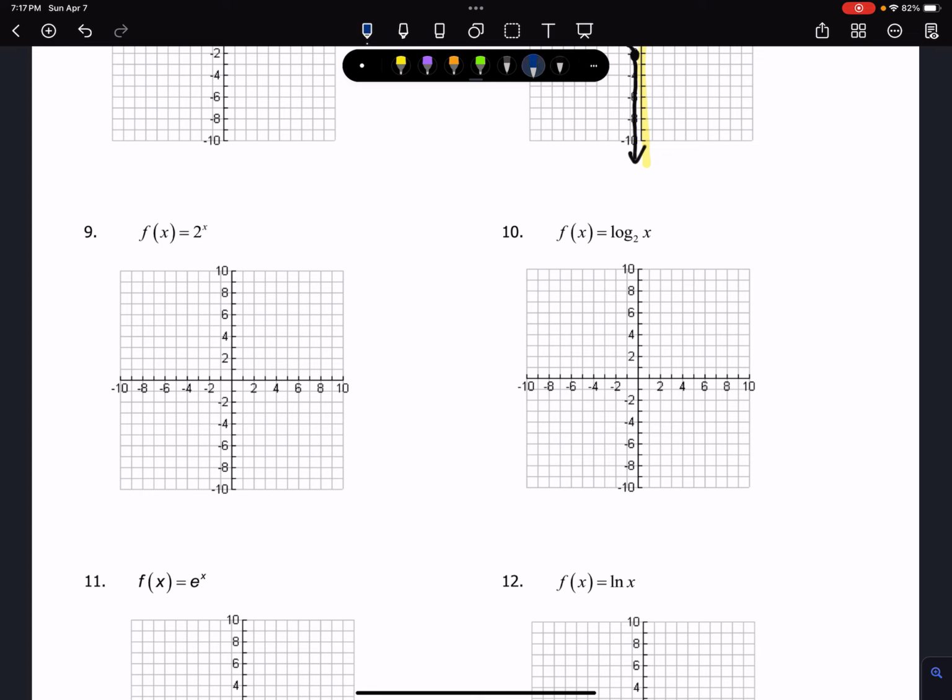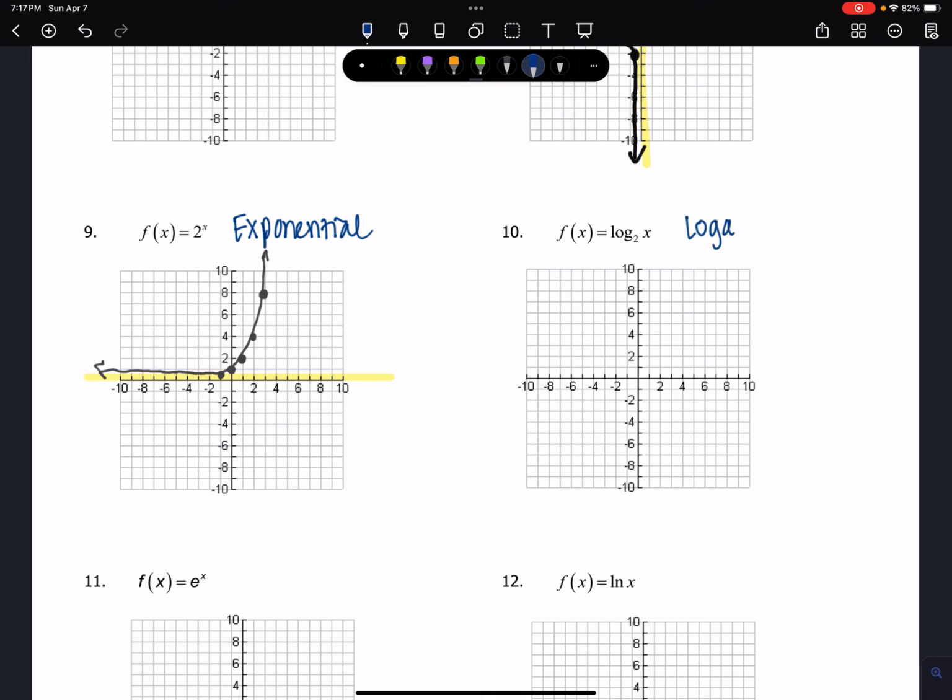Number 9 is called an exponential function. It has a horizontal asymptote at y equals 0. When you put a negative 1 in, you get 1/2 out. When you put a 0 in, you get a 1 out. When you put a 1 in, you get a 2 out. 2 squared is 4, and 2 cubed is 8. And that's your exponential function.